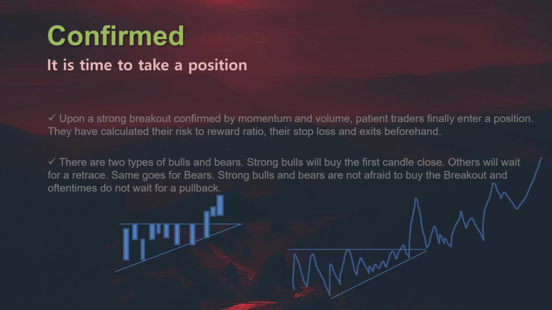So upon a strong breakout confirmed by momentum and volume, a patient trader, you in the future, will finally enter a position. You have calculated your risk to reward ratio using the calculator that I provide the link to below. You calculate your stop loss and exit beforehand, before you enter a trade. All of that has to be done before the trade.